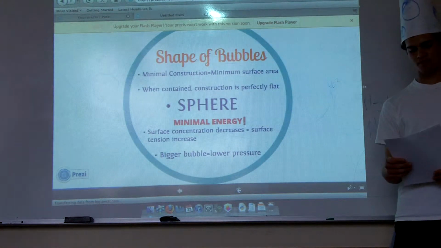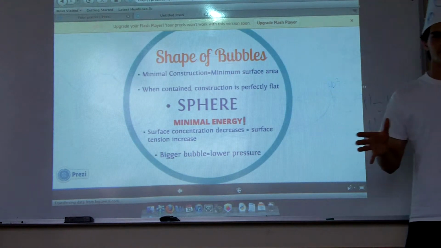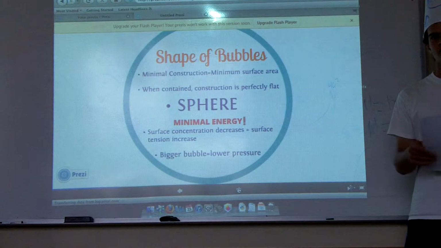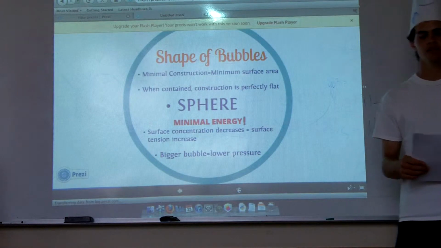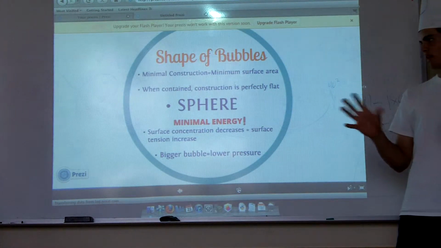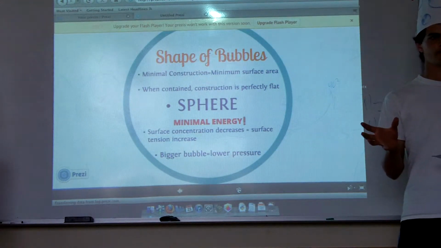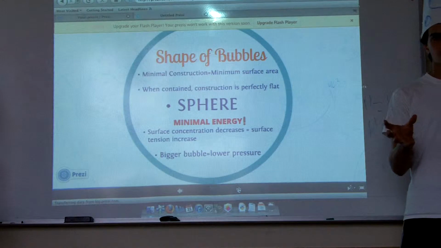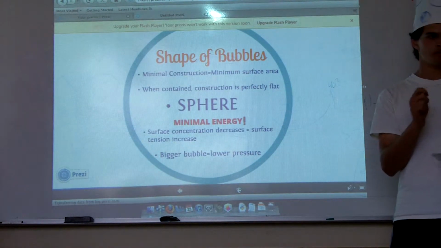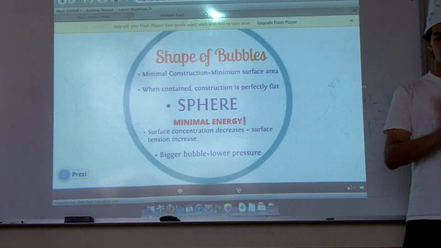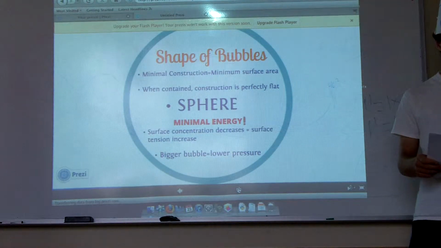Okay, so the shape of bubbles: bubbles try to take on what we call minimal surface. So they try to find the smallest amount of surface area they can. That's why we always see bubbles as spheres, because a sphere is the smallest amount of surface area that a bubble can have enclosing air. And if you see a film in a bubble blower that's yet to be blown, it'll also always be perfectly flat because that minimizes the surface area.